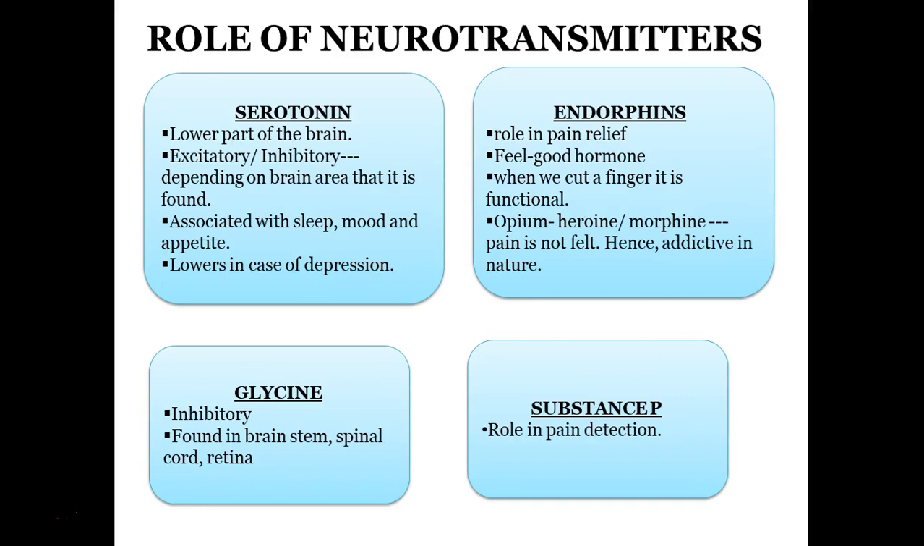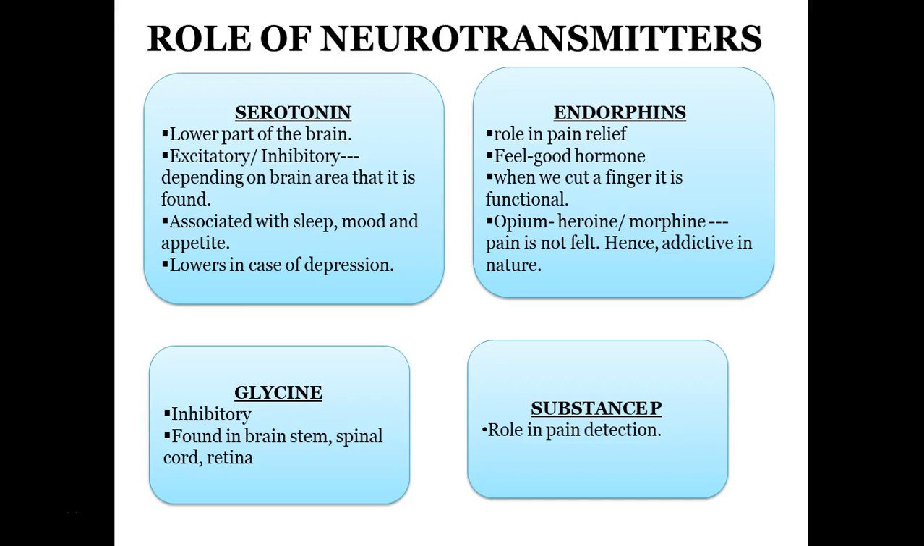Another neurotransmitter is serotonin, which is found in the lower part of the brain. It has both excitatory and inhibitory roles depending on the brain area that it is found in. It is associated with sleep, mood, and your appetite. It lowers in case of depression.